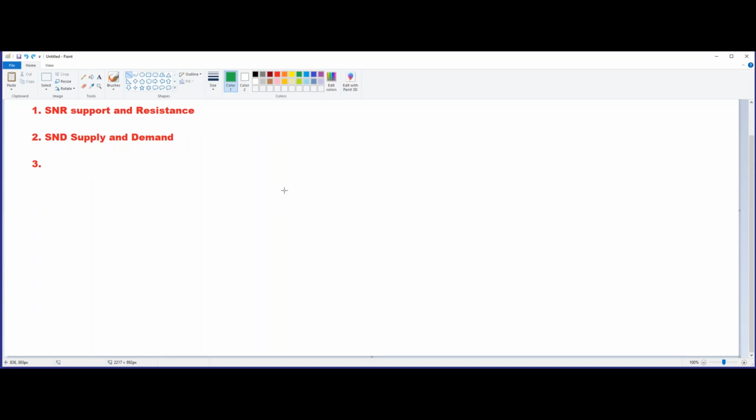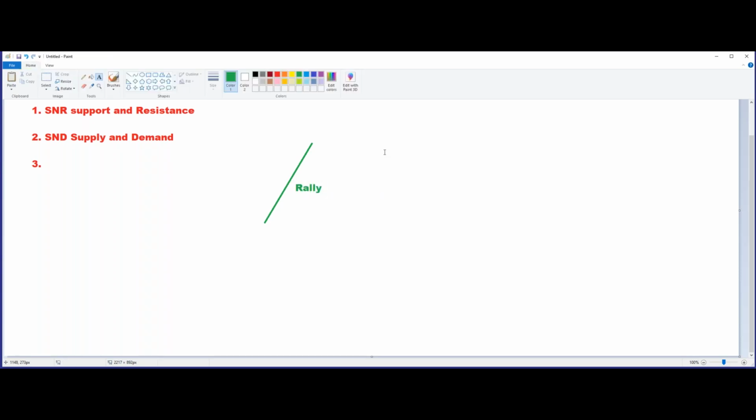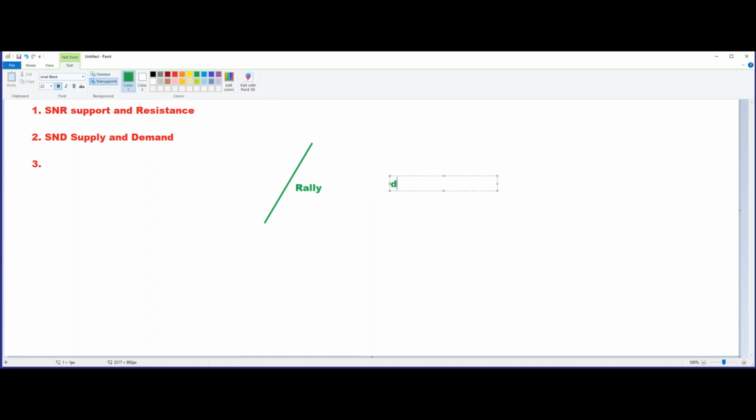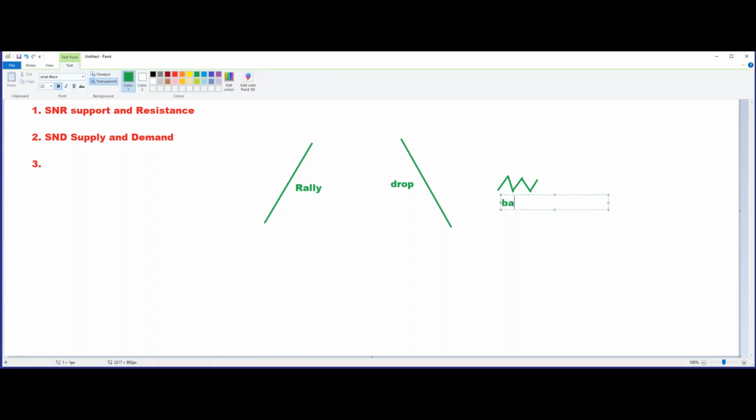Okay, now we go for demand. Let's suppose price is going up. In supply and demand, we have three terms. If price is going up, it is called a rally. If price is going down, it's called a drop. If price is going sideways, it is called a base. This is the basic of supply and demand.